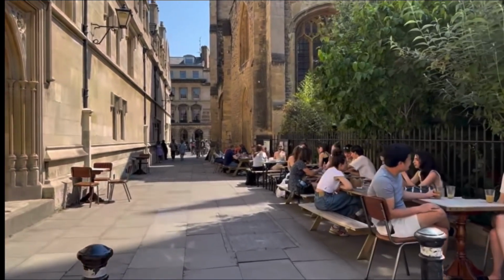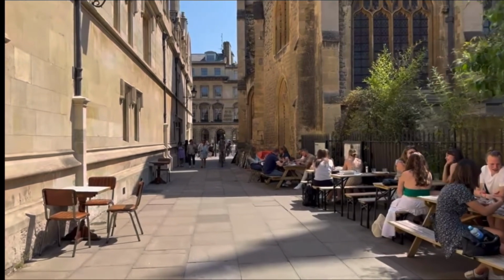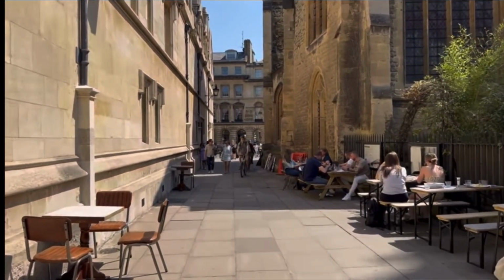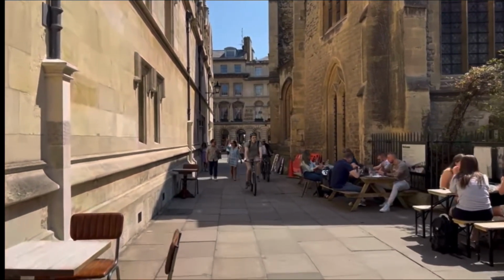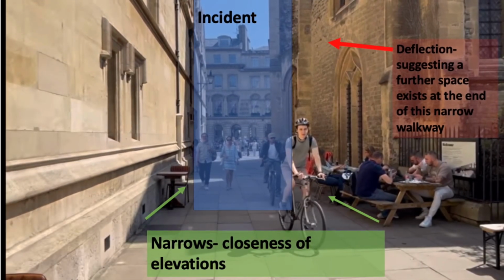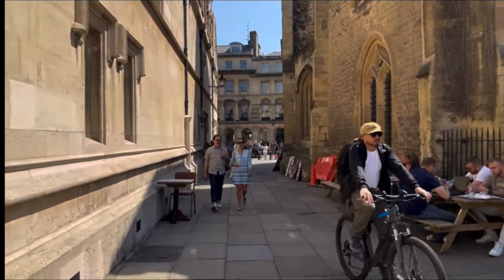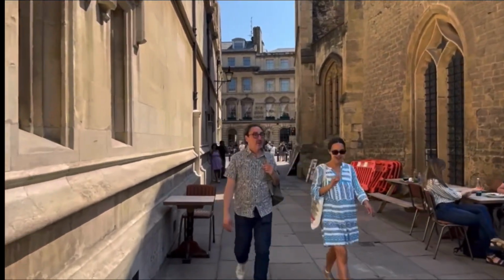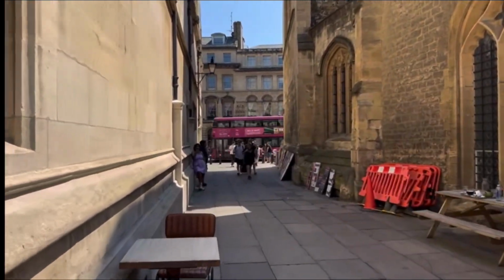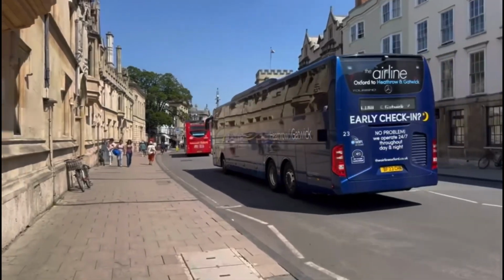Moving on, I am heading to Cattle Street. We can see the occupied space of the city street where the person is riding their bike. The street acts as an enclosure defining the boundaries of this space. There is a change of levels between the street and the sidewalk, creating a sense of fluctuation. We can also see deflection, suggesting a further space exists at the end of this narrow walkway. The narrows are closeness of elevations.